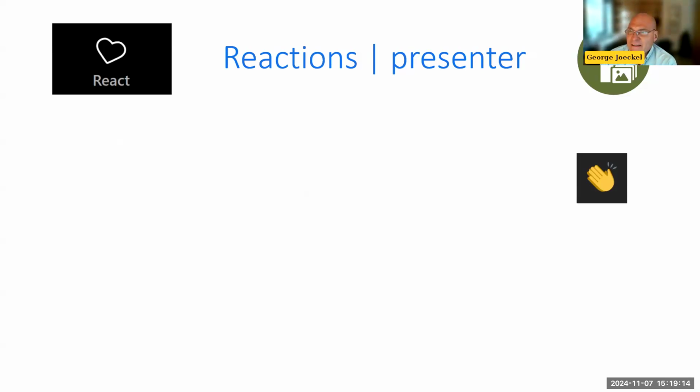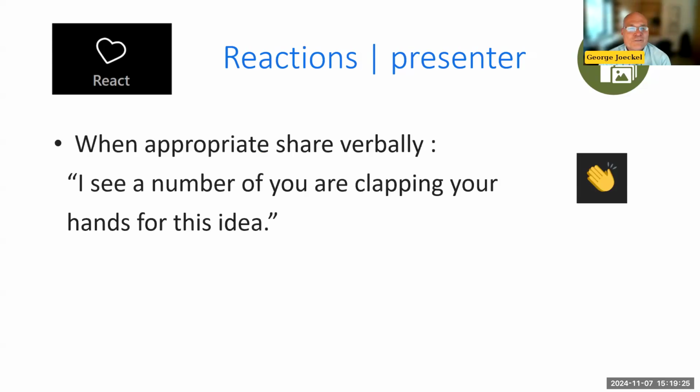Like for the clapping hands, if I saw a lot of people putting that up, which is probably going to happen at the end of this presentation, but I'm just kidding. If I felt it was appropriate to share something verbally, I would just say something like, I see a number of you are clapping your hands for this idea. That way, somebody that has low vision and doesn't see those reactions, or is blind and it's not being presented to a screen reader, can receive that same visual information that sighted people are receiving.